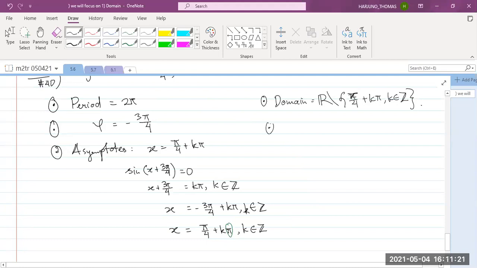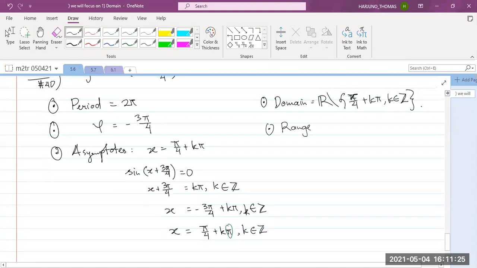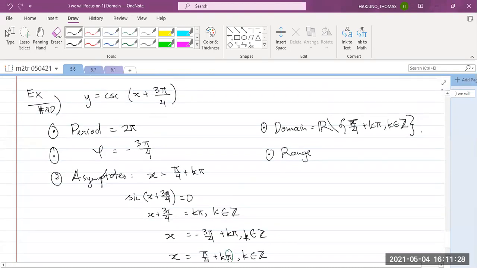How about the range? So you see the sine version is -1 to 1, right? If you change that to sine, y equals sine of something, then the range will be -1 to 1. The center is 0, the amplitude is 1. So the range of this cosecant version will be -infinity to -1 union 1 to infinity.